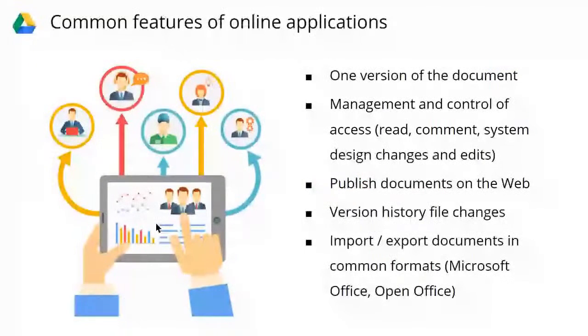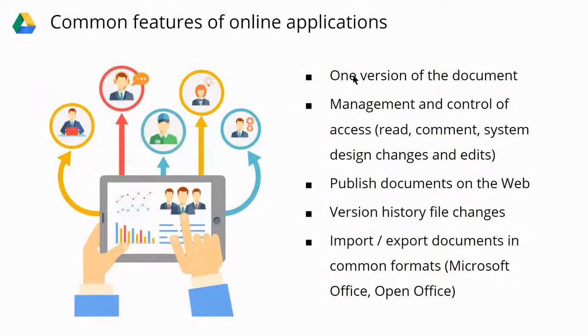Here are common features of online applications. So the first is that you have one version of the document. That means that all of you in the group that's sharing that document will be able to view only one updated document. And that will be helpful for you so that you don't need to keep emailing your group mates for updated versions of the file.